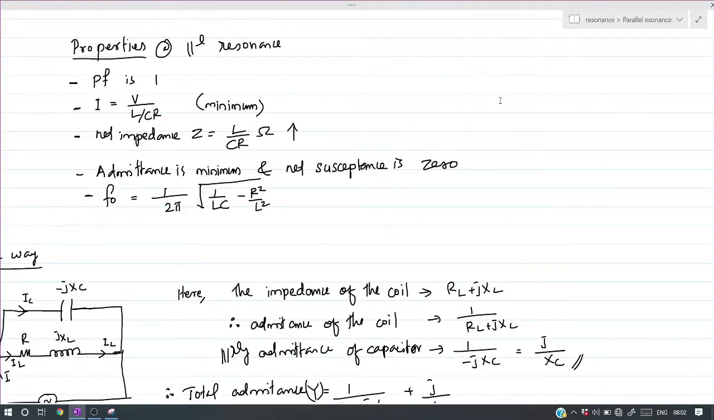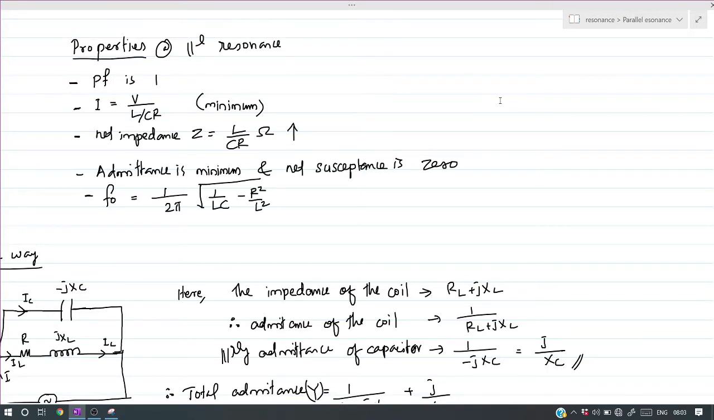Next are the properties of parallel resonance. As I mentioned earlier, the power factor of operation under parallel resonance condition is unity. Why? Because voltage and current are in phase. If voltage and current are in phase, the angle between voltage and current is 0, so cos phi is 1. Therefore, the power factor of operation under parallel resonance condition looks similar to a resistive circuit.